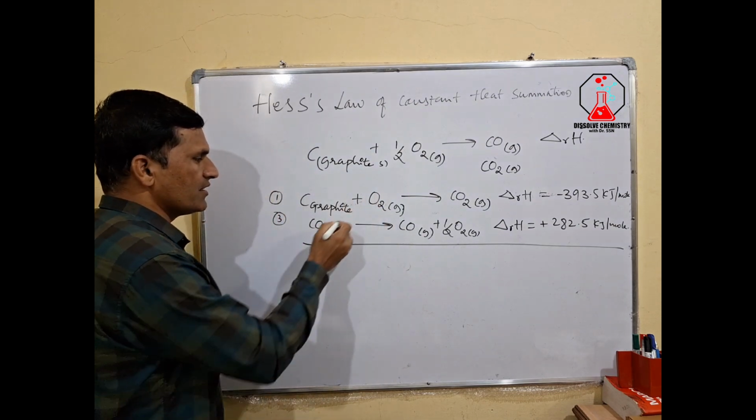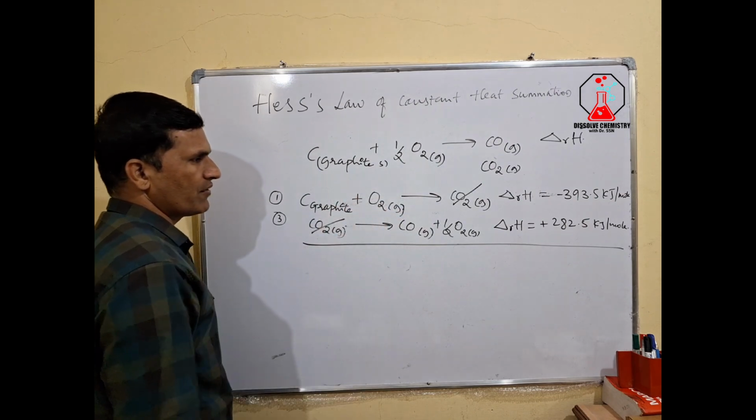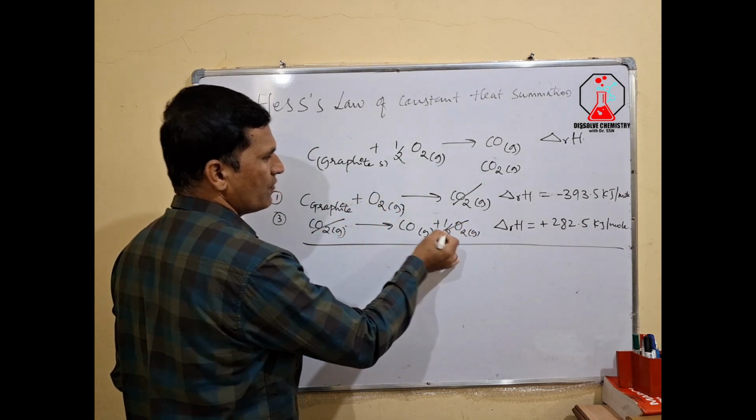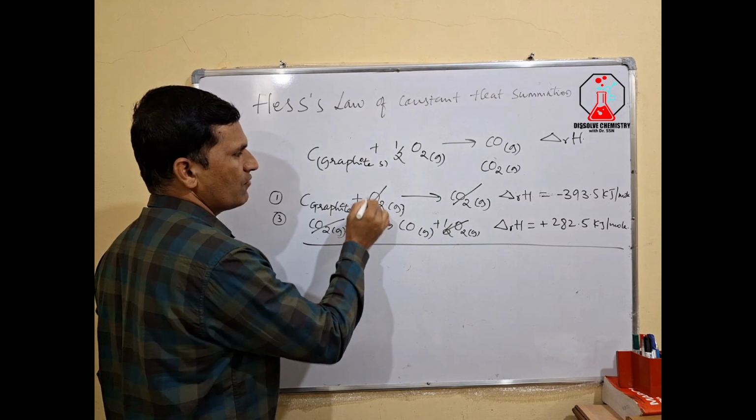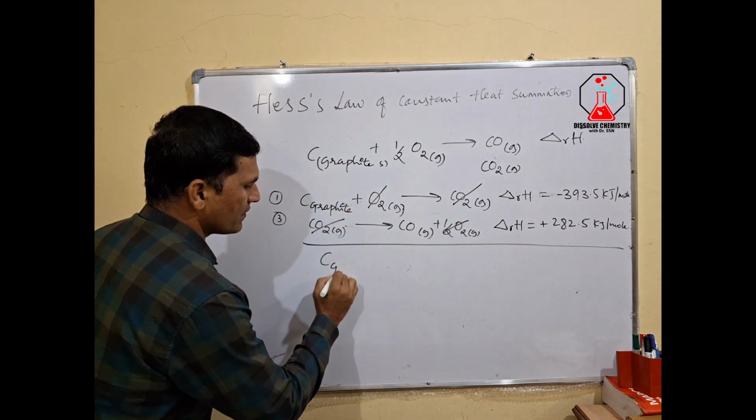Now let us add these two equations. Carbon dioxide is on the right and left, so we cancel it. Half O2 here, 1 O2 is there, so half O2 will remain. So we will get an equation like this.